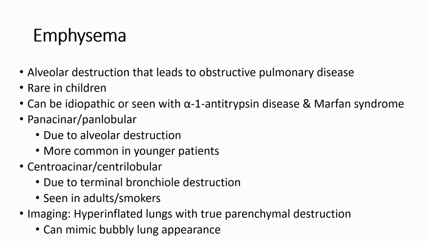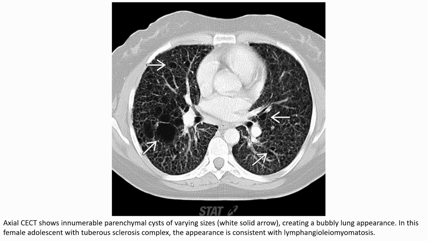Imaging: a hyperinflated lung with true parenchymal destruction can make bubbly lung apparent. The CT, axial enhanced, shows innumerable parenchymal cysts of varying size, creating a bubbly lung appearance in this female adolescent with tuberous sclerosis complex. The appearance is consistent with lymphangioleiomyomatosis.